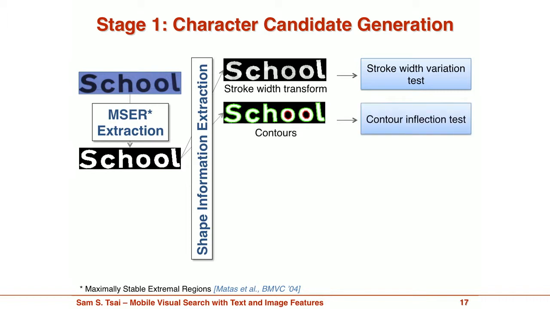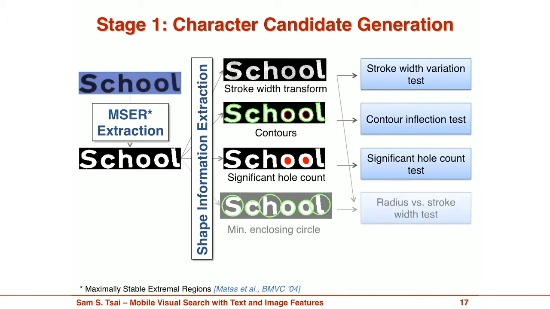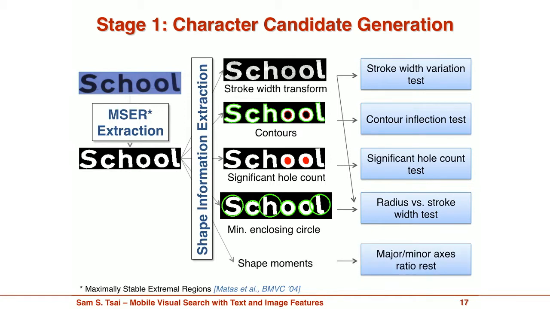We also look at the contour reflections. If there are too many contour reflections, it's typically too complex a shape to be text. We also check the number of holes within its region and use the minimum enclosing circle to estimate the size of the characters, which we then check with the stroke width. And also the shape moments to check the major and minor axes to see if it's just a long line. Once the character candidates pass through these tests, we go on to the second stage.